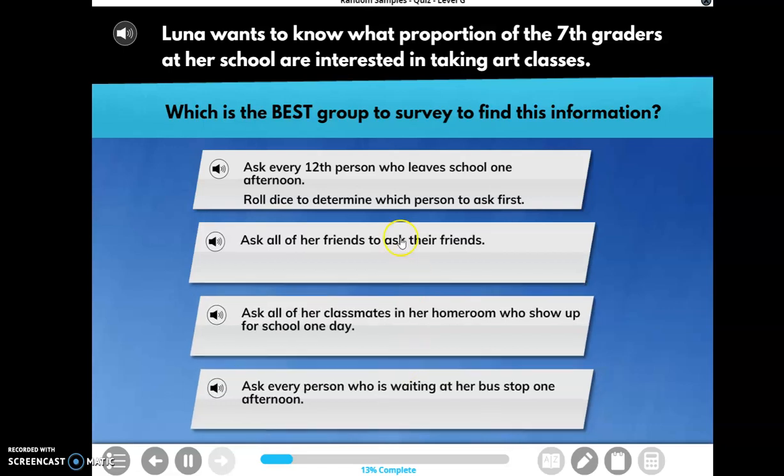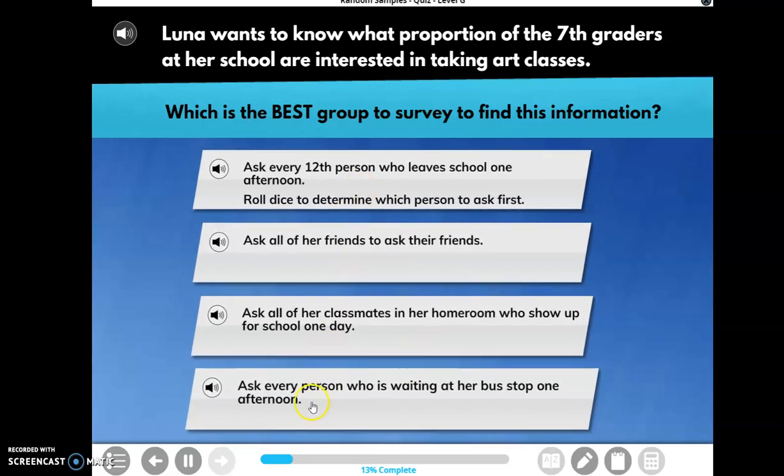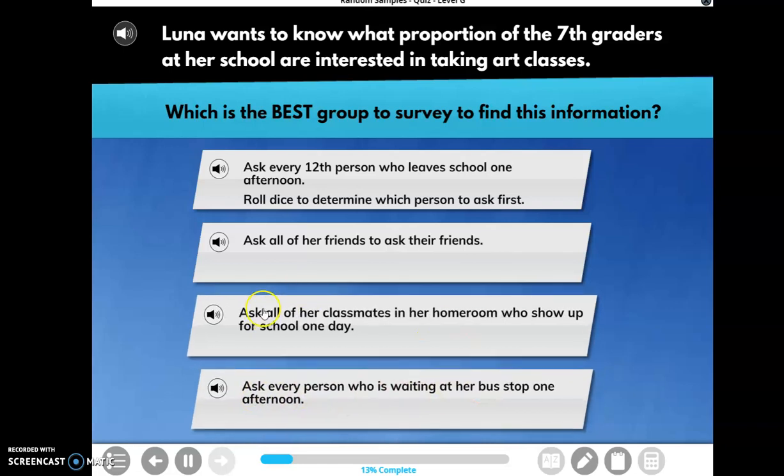So the best group to survey, one that's most random, let's see, every person who's waiting at her bus stop. So these are all people that she knows. It's a very small group of people. All of her classmates in her homeroom who just happen to show up. That doesn't seem very equal for the population, because it would only get, see, these are all 7th graders.